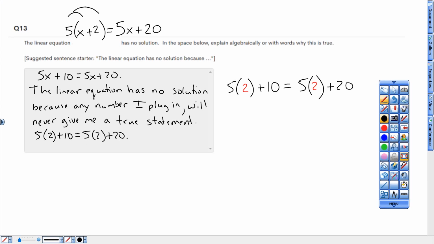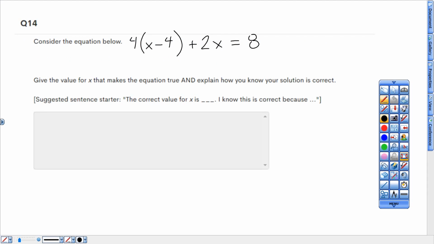All right, last problem and last word. This one, we want you to solve it and then write a sentence explaining why it's correct. So if I distribute this, that gives me 4x minus 16 plus 2x equals 8. I'm going to combine my like terms right here to get 6x minus 16 equals 8. Up here this is distributing, and this is combining like terms. Now I can start my inverse operations.